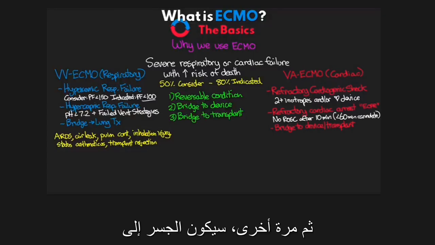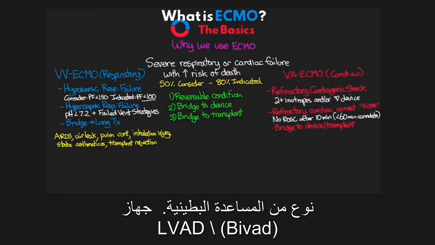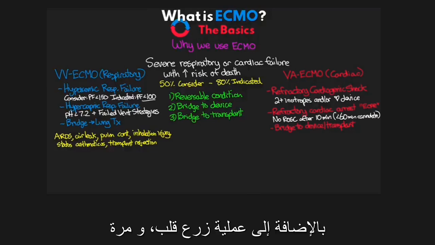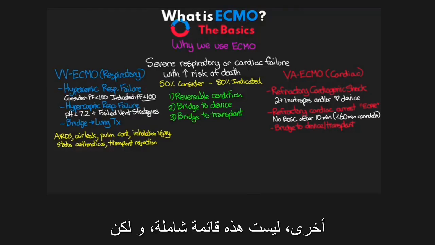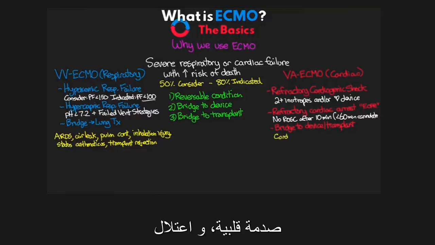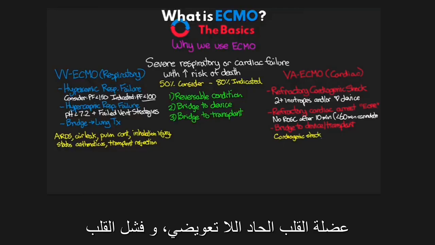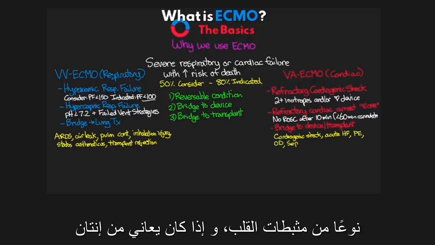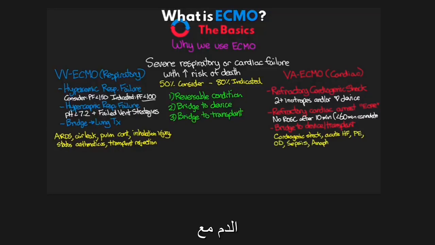And then again, finally, the bridge to a device would be some sort of ventricular assist device, LVAD, BiVAD, total artificial heart, something like that, as well as a heart transplant. And so again here, not an exhaustive list, but some of the common conditions that would lead our patient to this point would be cardiogenic shock, acute decompensated cardiomyopathy, a massive PE, if they've OD'd on some sort of cardiac depressant, if they have sepsis with profound cardiac depression, anaphylactic shock, and again, the acute graft failure after a heart transplant.